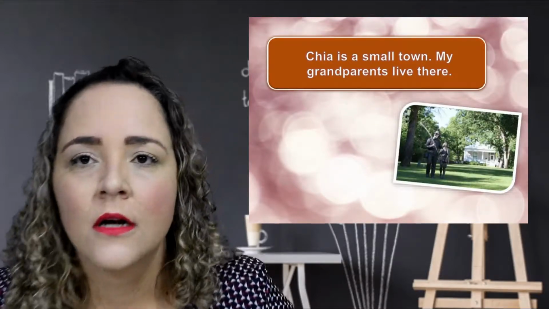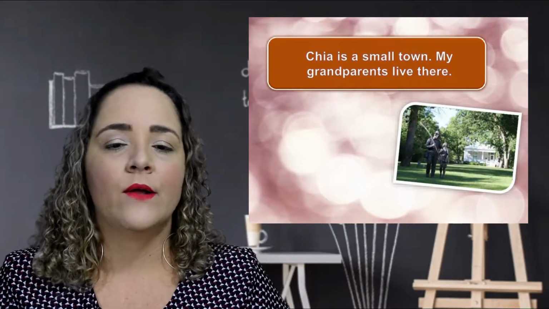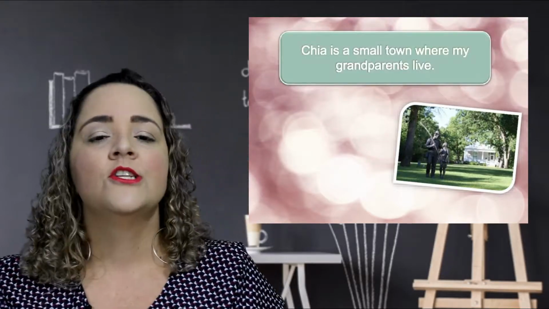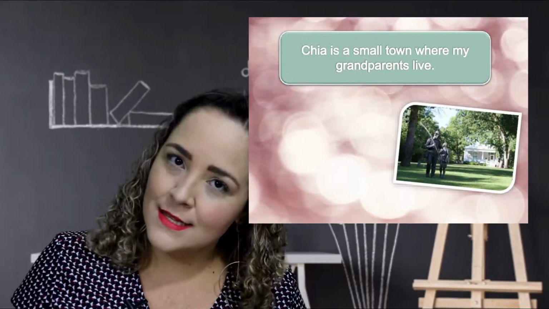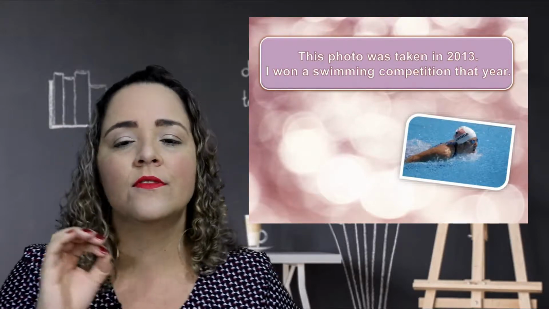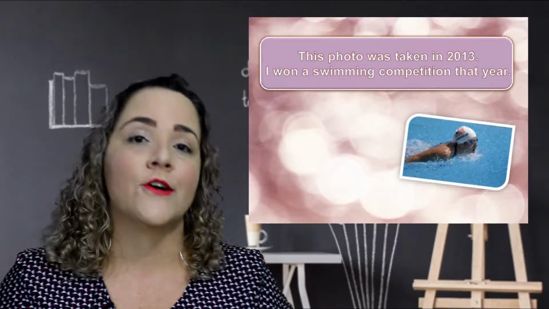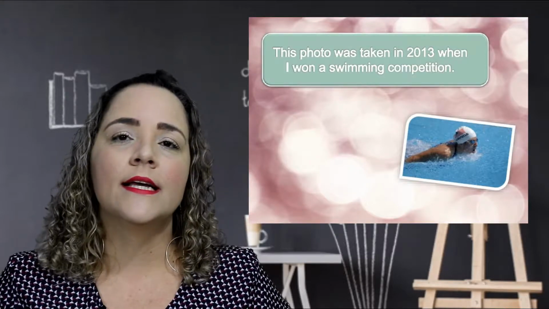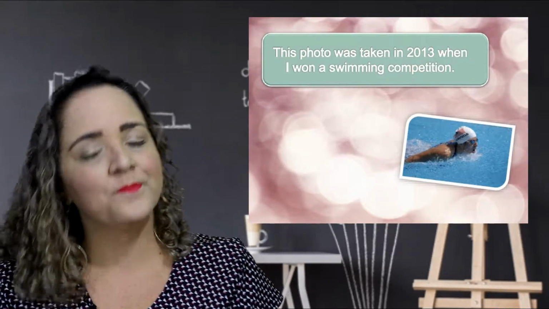Let's talk about other examples. Chia is a small town. My grandparents live there. Stop the video, okay? And the sentence is, Chia is a small town where my grandparents live, because it's a place. This photo was taken in 2013. I won a swimming competition that year. What is the sentence? This photo was taken in 2013 when I won a swimming competition.